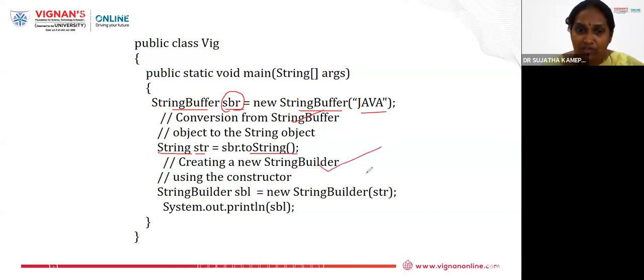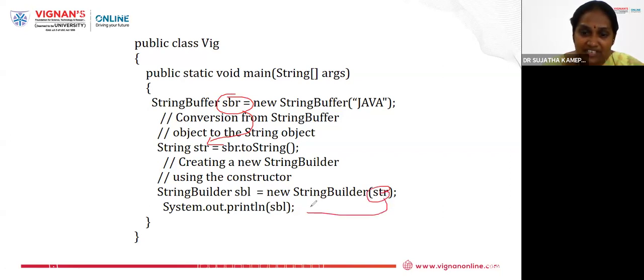Now I want to create a new string builder class. StringBuilder sbl is equal to new StringBuilder of str. With whatever str I have here, I created a StringBuilder class. So like that, I can convert a string buffer class into a string builder class. First I need to convert the string buffer class into a string object, then the string object is converted into a string builder class. Like that I can convert it.